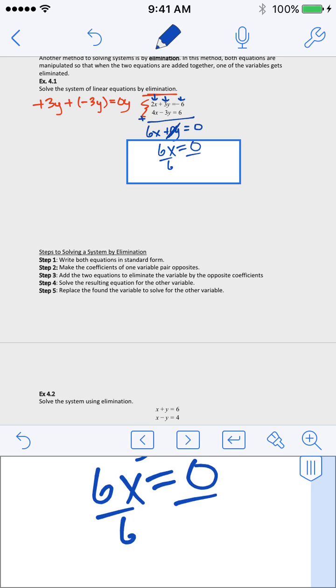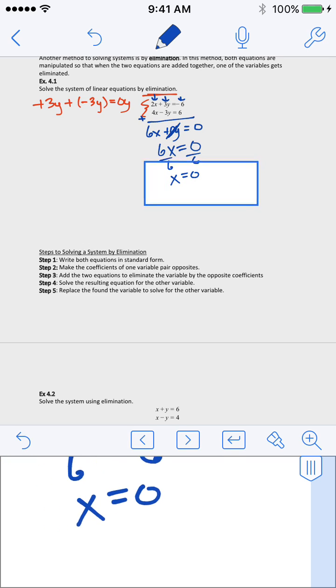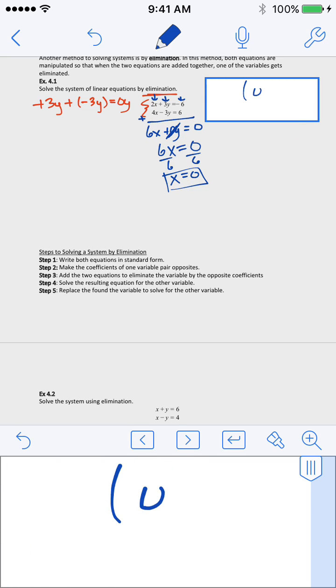We'll divide by 6 on both sides, perfectly legal as long as we're not dividing by 0. Therefore, we get x is equal to 0. All right. We found one of the variables. So far, our ordered pair, our answer, is 0 comma something.